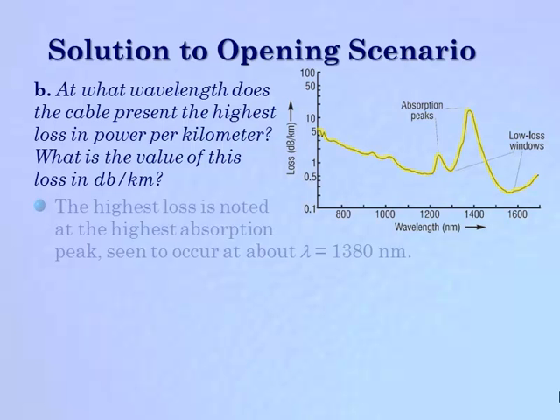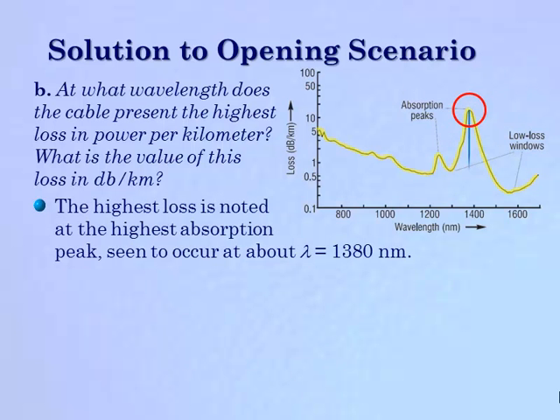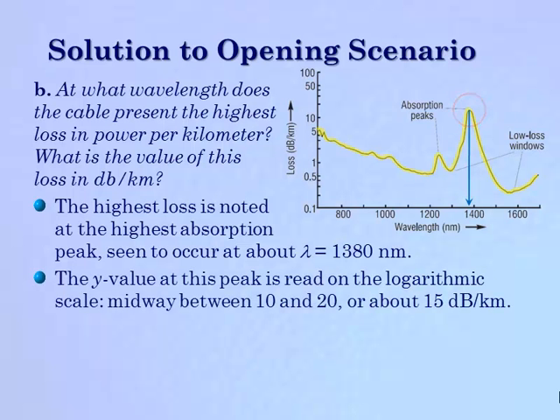Well, the highest loss is going to be at the peak of that absorption where most of that signal is absorbed or lost, and that occurs if you come down to the x-axis at about 1380 nanometers, somewhere a little bit below 1400. And what value is that loss? So how much is lost at that point? We'll have to go over to the y-axis like we did before, and we come over and it's somewhere between 10 and 20, so we'll estimate that it's about 15 decibels per kilometer.